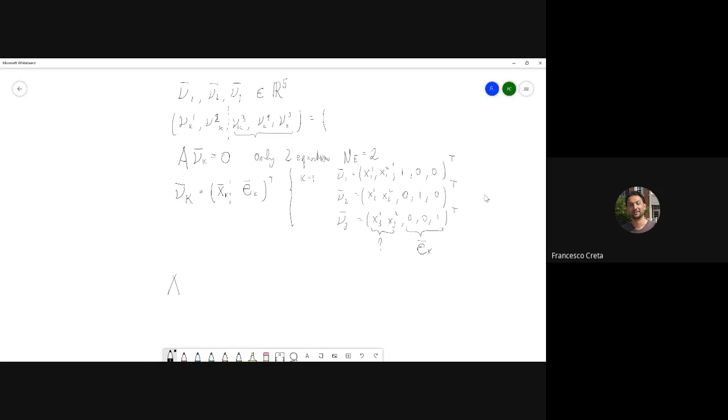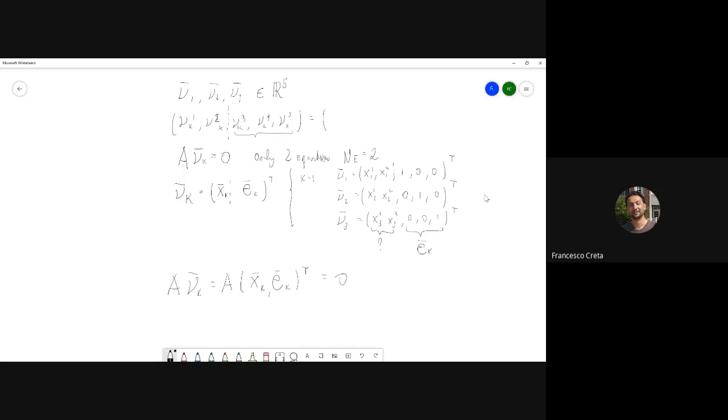So A_k is equal to A applied to this vector here, x_k, e_k, transpose, because this is a column vector, and this will be equal to 0. Now, how do we split this?